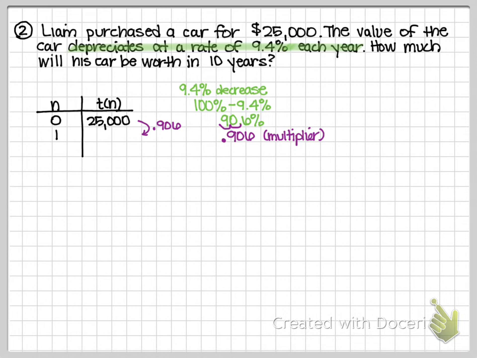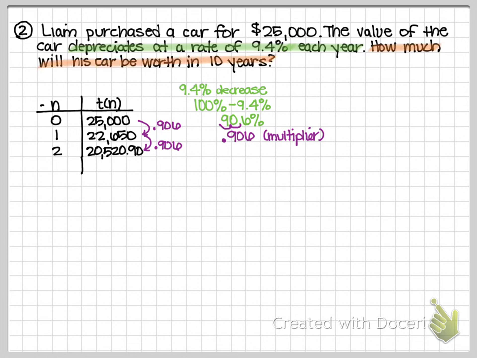So we're going to take our 25,000 times it by 0.906. That's going to give us 22,650. And we could continue doing this, but if I had to guess, we would probably be required to write the equation. So this is going to give us 25, 20, and 90 cents. Okay, so on and so forth. All right, let's go back to the directions. So how much will his car be worth in 10 years?